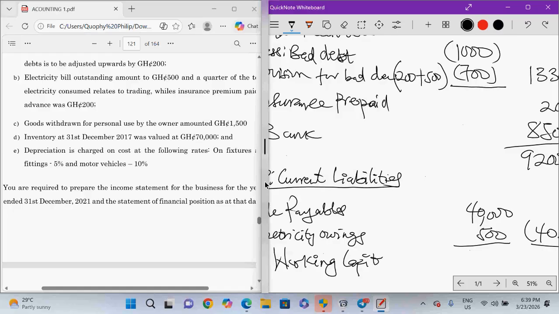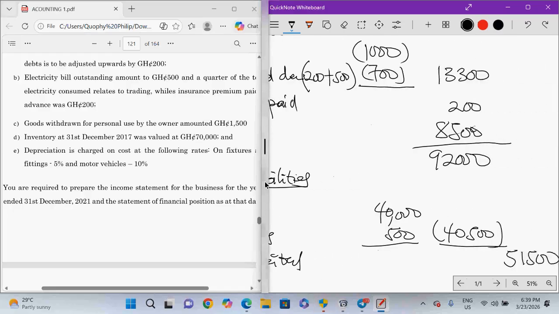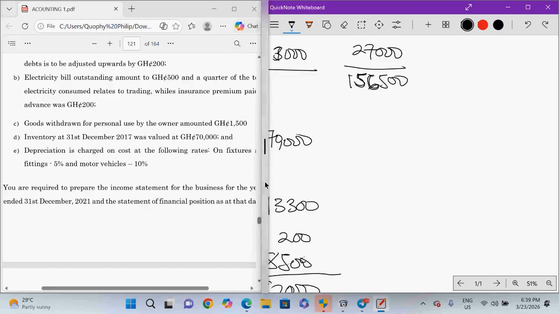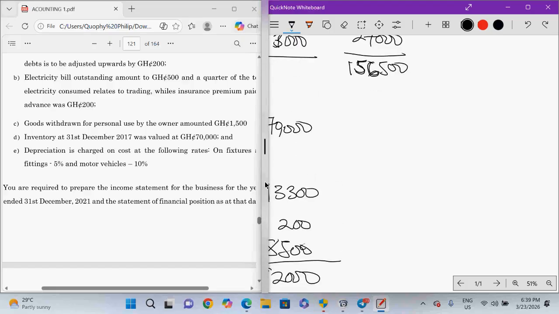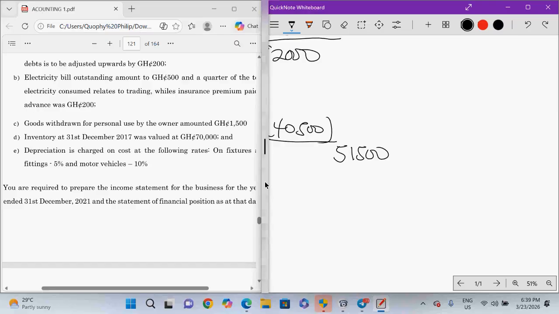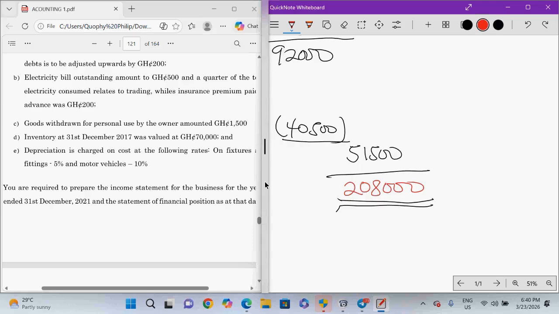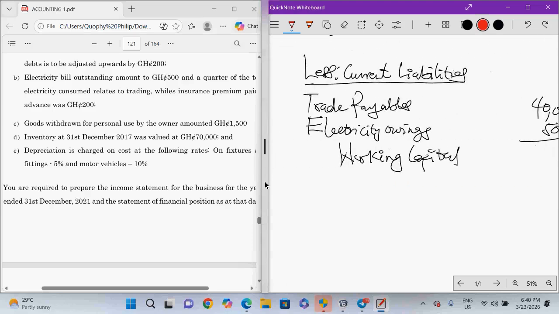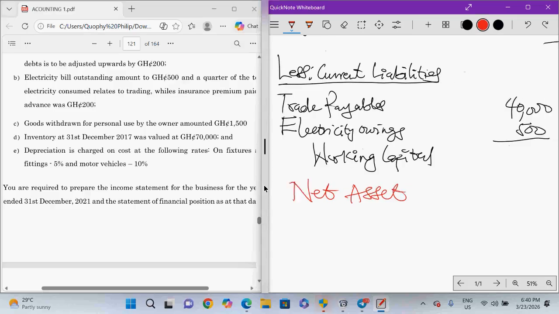Working capital. Okay, so we add the working capital to the 156,500. What are we getting? 208,000. Yes. So 208,000 as net assets.